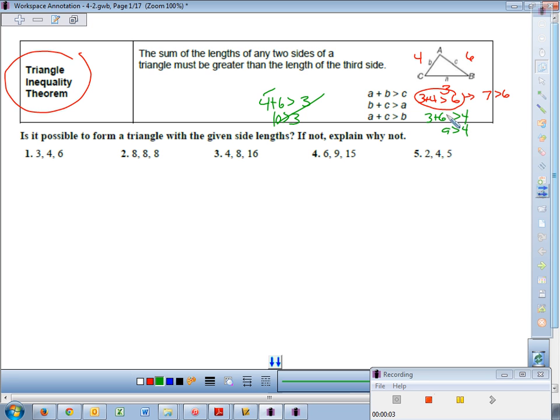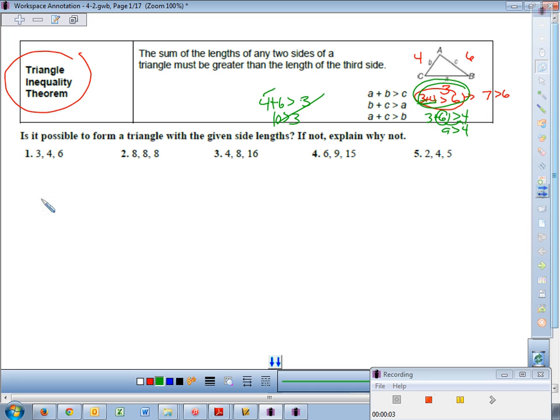Because check this out. Isn't this one, like I said, already bigger than 4 in the first place? Weren't each one of these bigger than 3 in the first place? This was the true test because 3 is not bigger than 6 and 4 is not bigger than 6. But if you take the two smallest sides, which were 3 and 4, you got to see if it's bigger than 6. So it says, is it possible to form a triangle with these side lengths? If not, explain why. We will do all of our explanations with algebra.